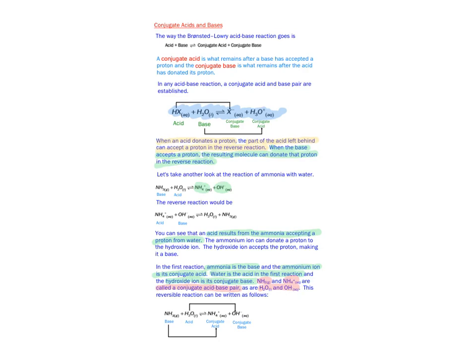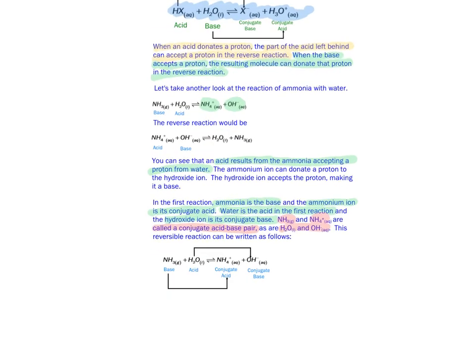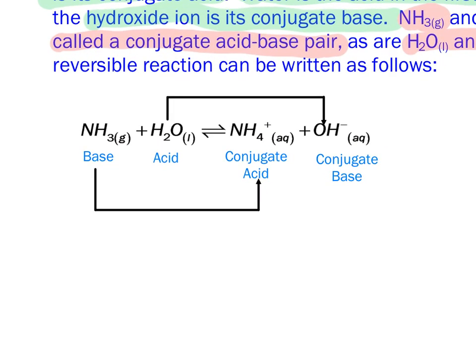This is a reversible reaction, and it can be written as follows. We have ammonia as a base plus water, which serves as the acid, gives us the ammonium ion and the hydroxide ion. Ammonia is a base because it accepts the proton from water, and because water donates the proton, it is the acid. Okay?